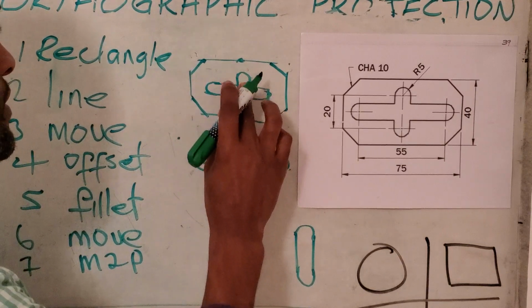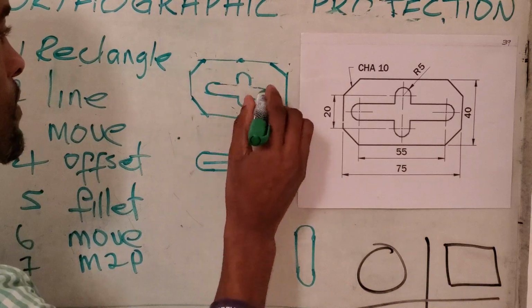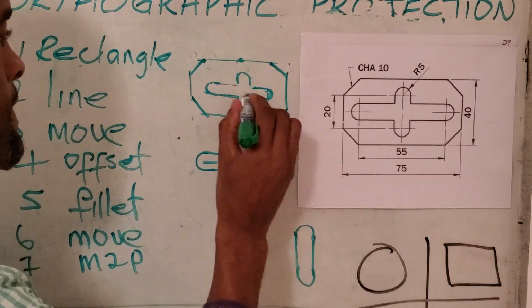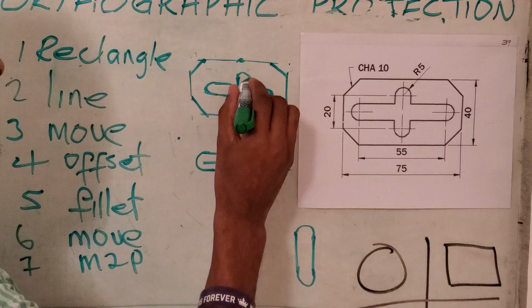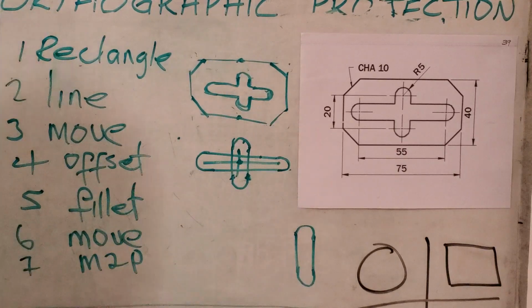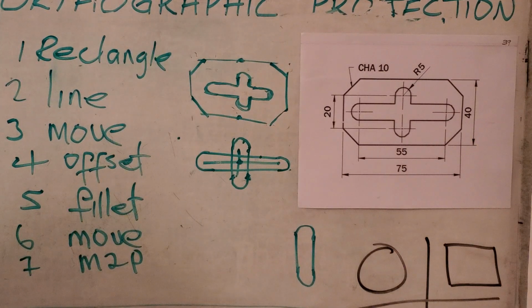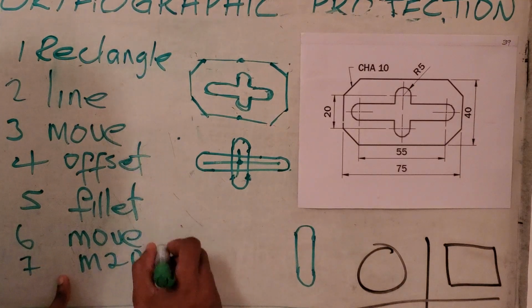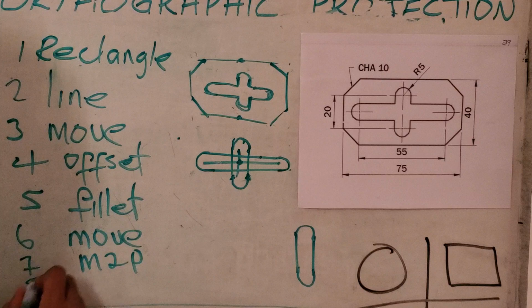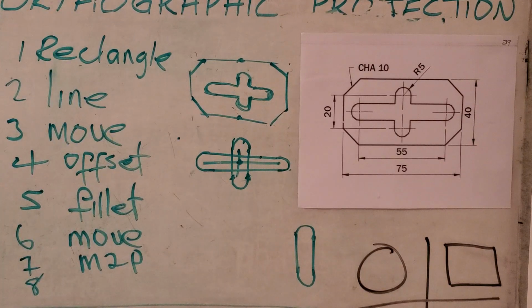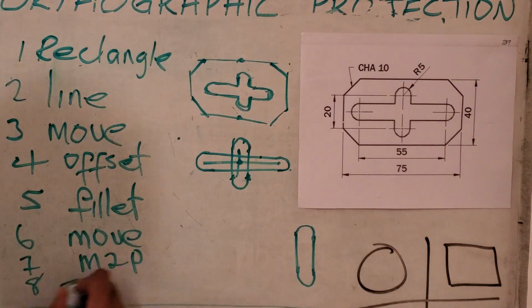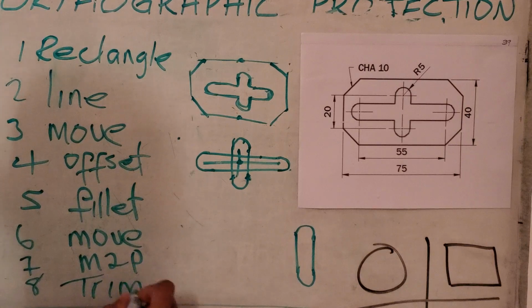Then trim out the section. Trim that section, or you could delete inside here and trim that section, and that's basically how it's done. So the last command would be to trim. Yeah, and that's basically it.